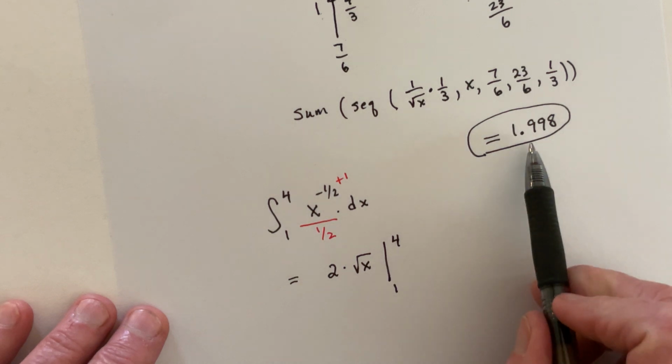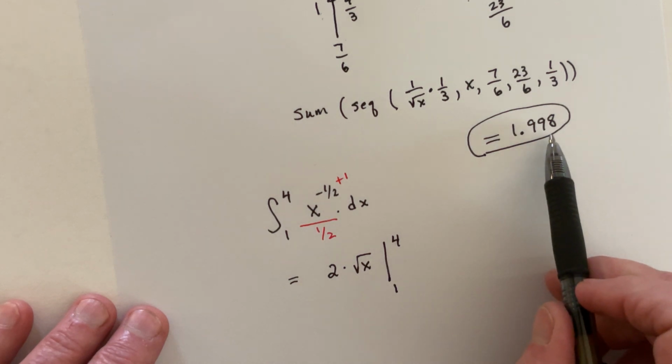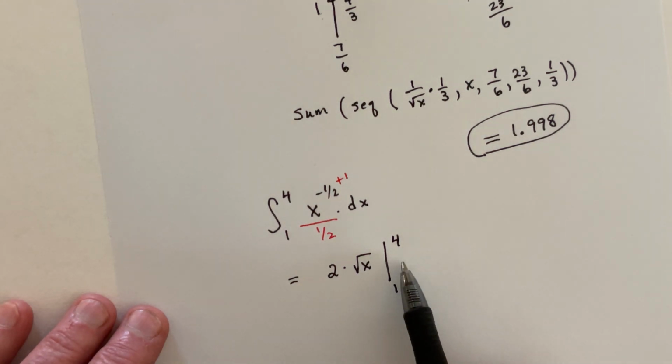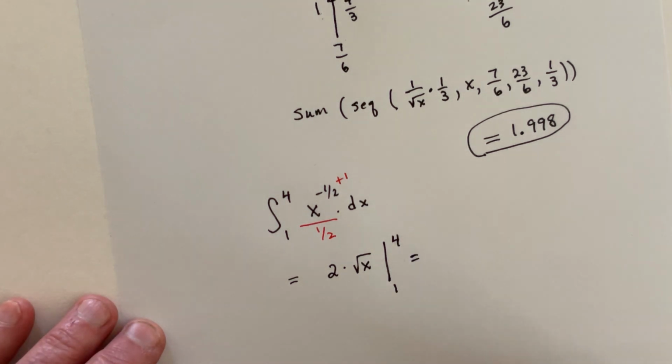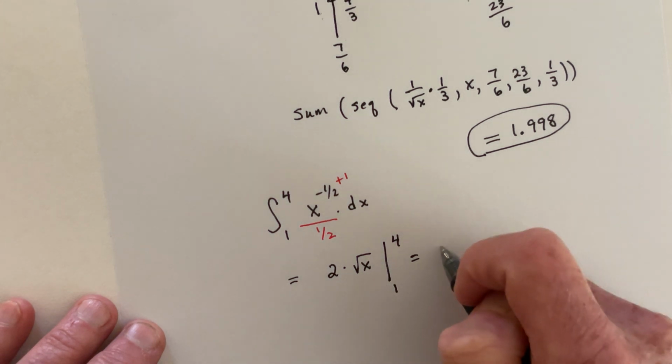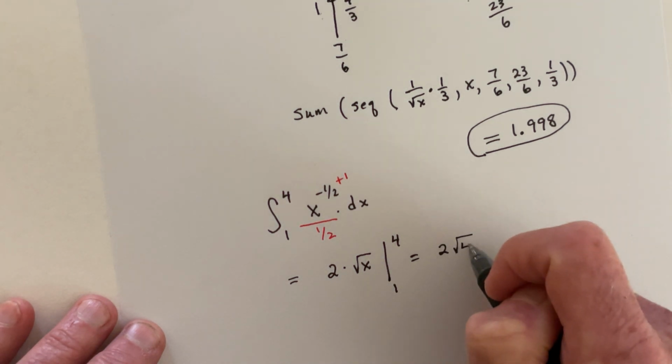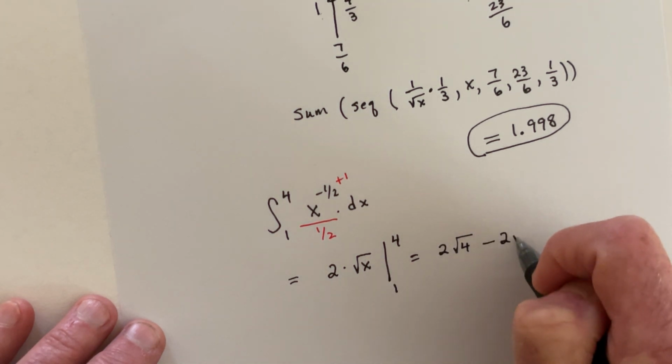And our answer should be close to 1.992. If we get the answer 13, we probably did something wrong. It should be close to 1.998. All right, so substitute the 4 in first of all. So it's going to be 2 times the square root of 4, minus 2 times the square root of 1.